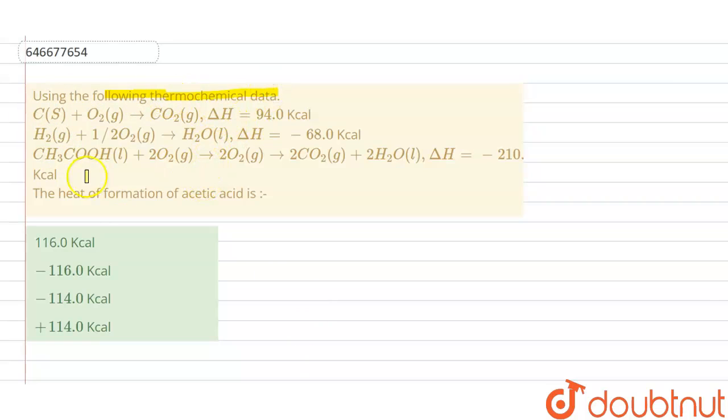Hello students, so the question is asking that using the following thermochemical data, we were given these three reactions and data, we have to calculate the heat of formation of acetic acid. So what will be the heat of formation of acetic acid?